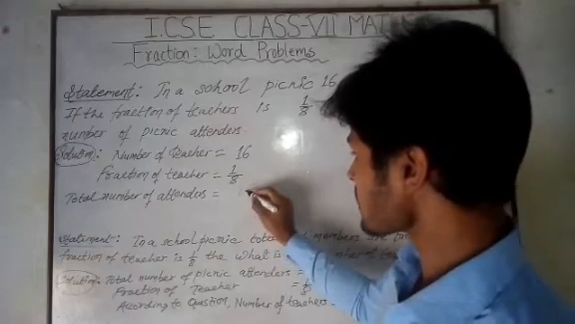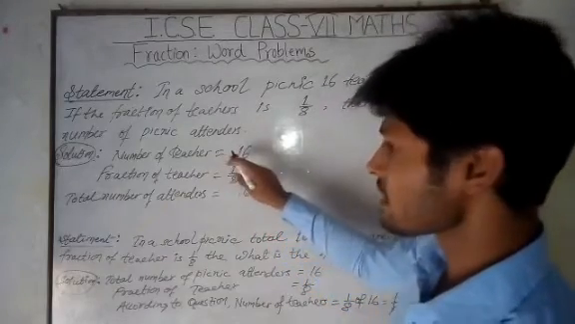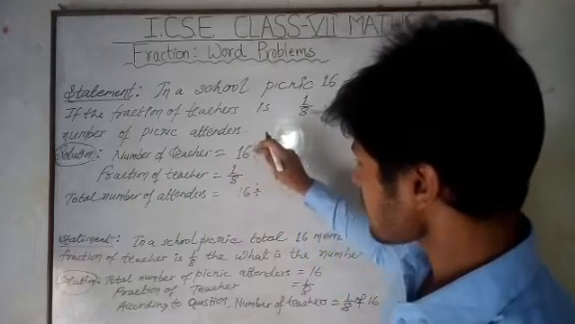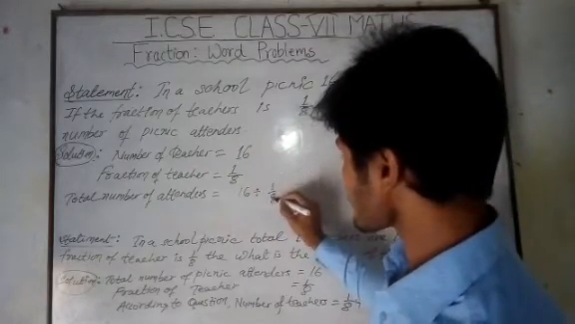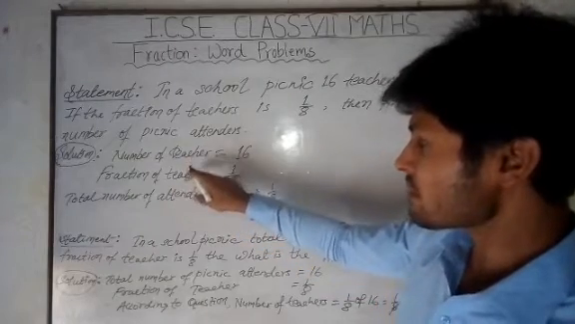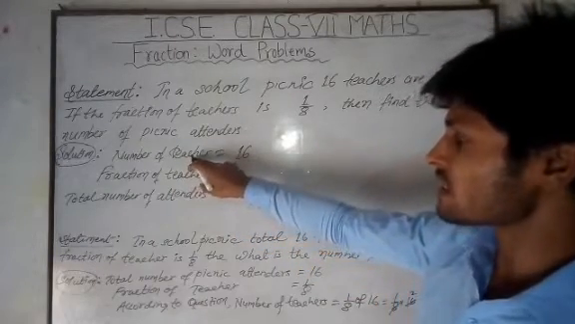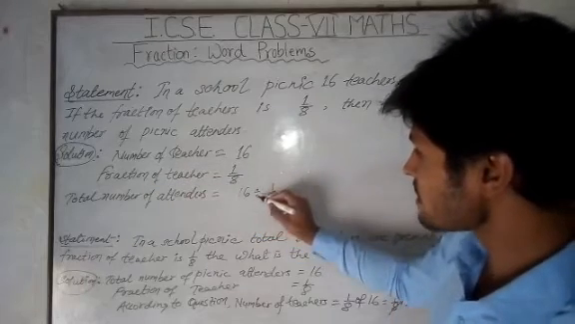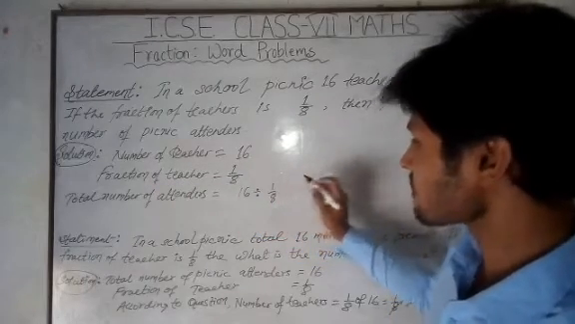Here we will do one thing: the number of teachers, that is the number given, is divided by the fraction given for the same, that is, teachers. For the teachers the number is given, and for the teachers the fraction is given. So the number is divided by the fraction.